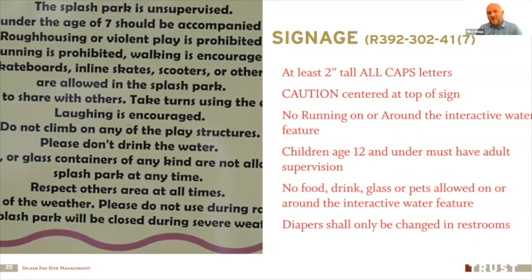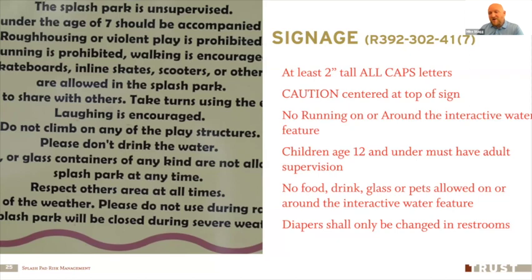Okay, now let's talk about signage for just a couple of minutes. Okay. Signage, there are very strict guidelines within the state code that says what signage has to be at a splash pad. Okay, your signage has to be in at least 2-inch tall, all caps letters. Okay, 2 inches tall, all caps. At the very top of that sign, centered at the top, it has to have the word caution in all caps. Okay, and then it also has to have these 4 phrases right here. These are direct quotes from the state code. They're in quotations in the state code, which means they've got to be written word for word.